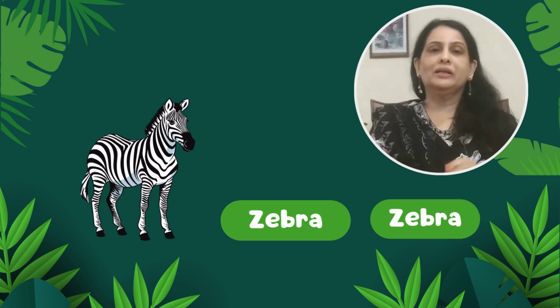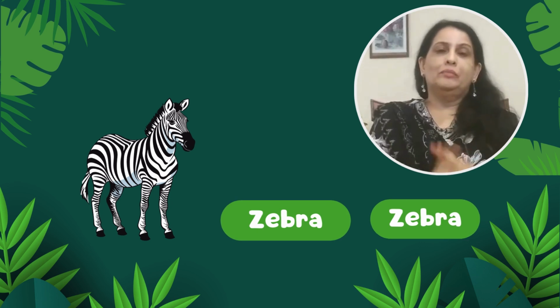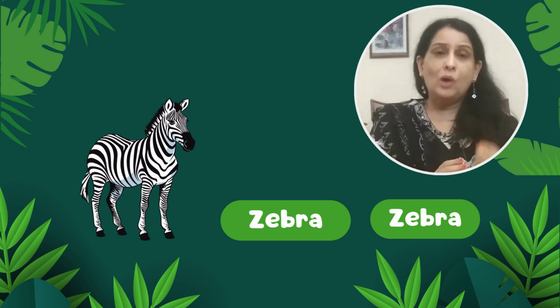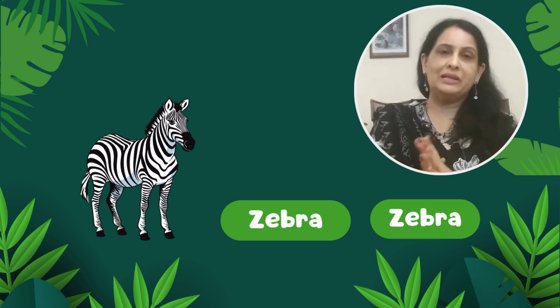Then zebra, it is Zebra. Because Z is pronounced as how we mix the two letters T and S. That way we have to pronounce Z. It is like T and S.